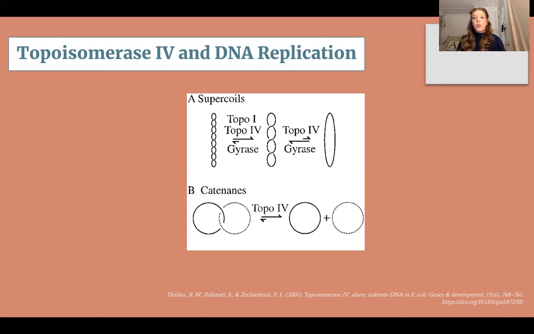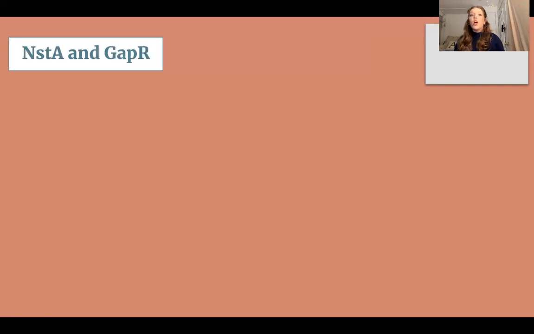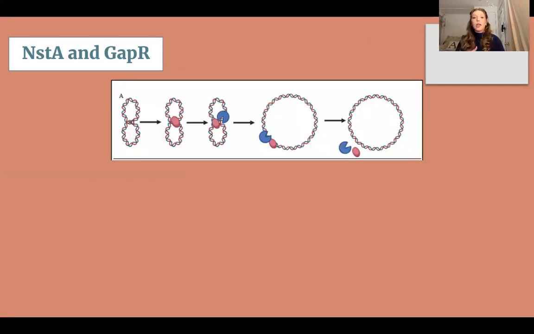Now, the thing to note is that within this study, ParC and ParE might be referred to as topo4 subunits A and B, respectively. Looking at two other genes that help regulate topo4 activity, we're going to look at NstA and GapR. So looking again at that supercoiling activity, we have topo4 and specifically GapR. So here we have the relaxation of supercoils. GapR actually finds these supercoils by binding to a specific shape of the DNA and recruiting topo4.